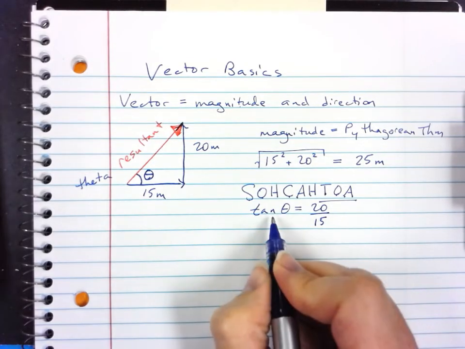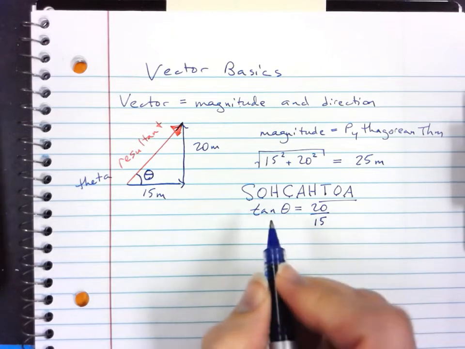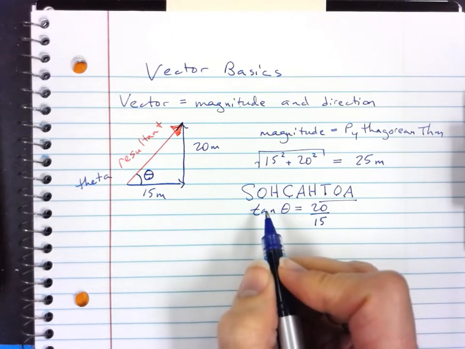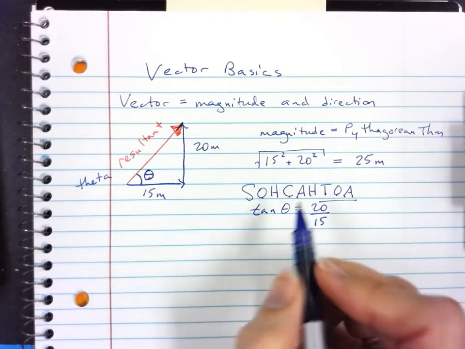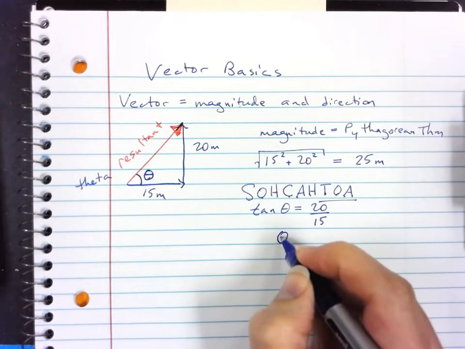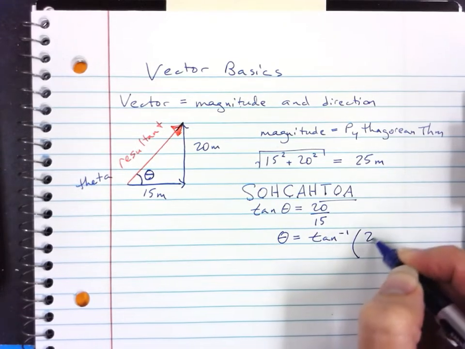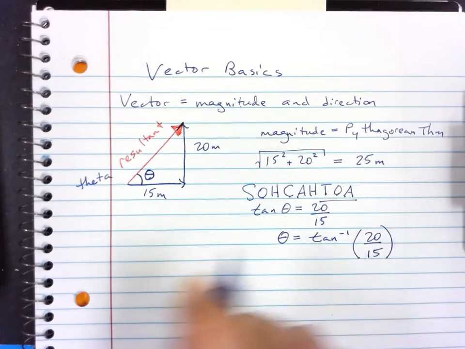I don't want to know the tangent of the angle. I want to know the angle. So you know, to get rid of addition, you subtract. To get rid of multiplication, you divide. To get rid of a trig function, you do the inverse trig function. So theta is equal to the inverse tangent of 20 over 15.